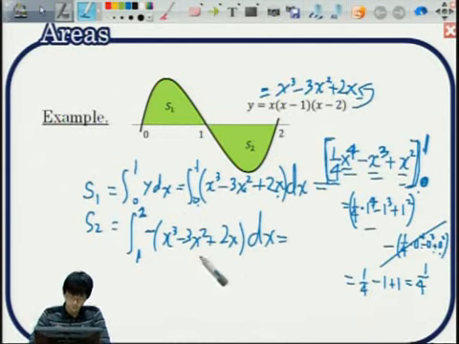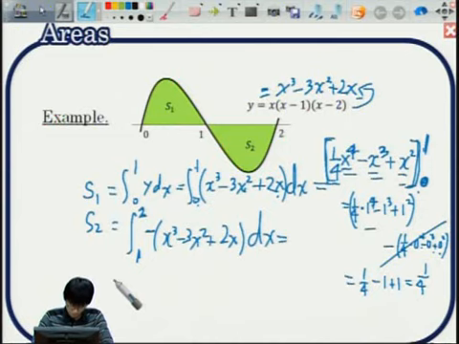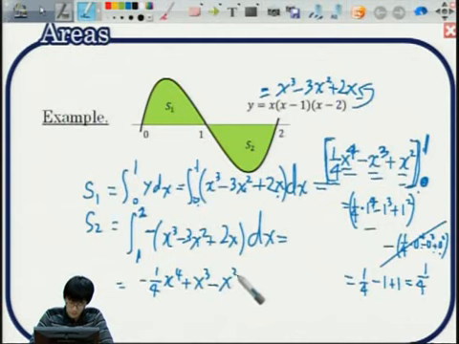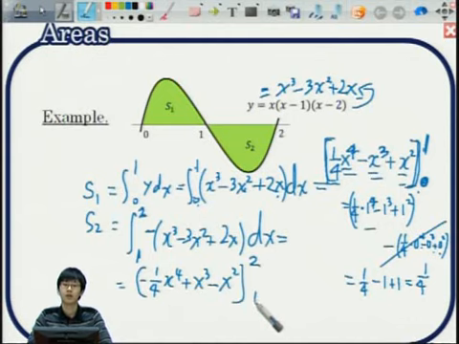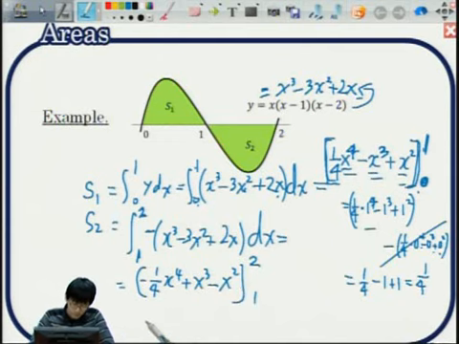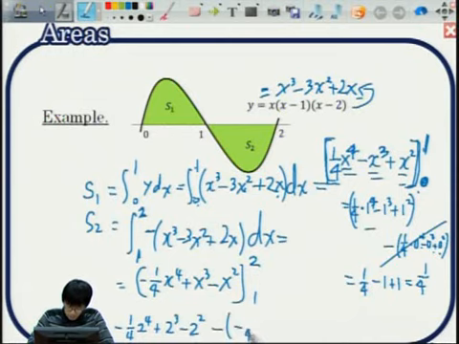And this one will be 1 over 4 x to the fourth, x cubed, minus x squared, from 2 to 1. Are you following me? I did the integration here, and I'm going to give this number inside, which means 4 to the power of 4 and power of 3 and minus 1.